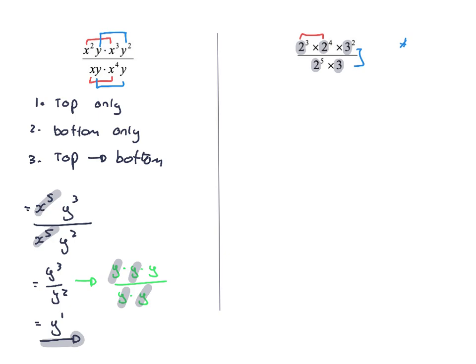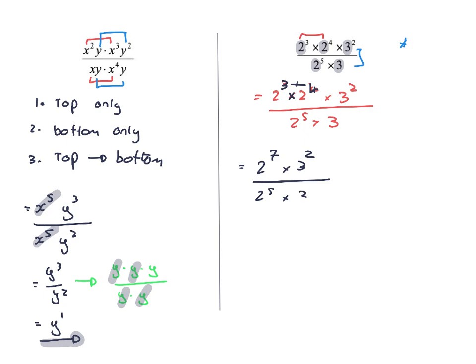So let's start with the top. The top is telling me I have 2 to the power of 3 times 2 to the power of 4 times 3 squared over, we'll just rewrite it so we can see. Now remember, we want to deal with these exponents here, the 4 and the 3. So we're going to add those because I'm multiplying those like bases. So I get 2 to the 7 times 3 squared over 2 to the 5 times 3 to the power of 1.